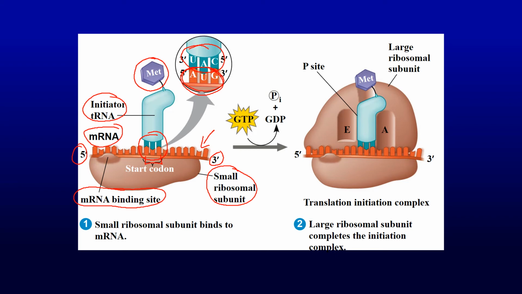Now when the initiator transfer RNA joins, then we get our large ribosomal subunit come flying in, and the large and the small ribosomal subunit are joined together. As soon as that happens, we've got a functional ribosome, and we process through translation very, very quickly. Okay, so now I'm going to draw your attention to some of these sites. Remember our E site, our P site, and our A site.